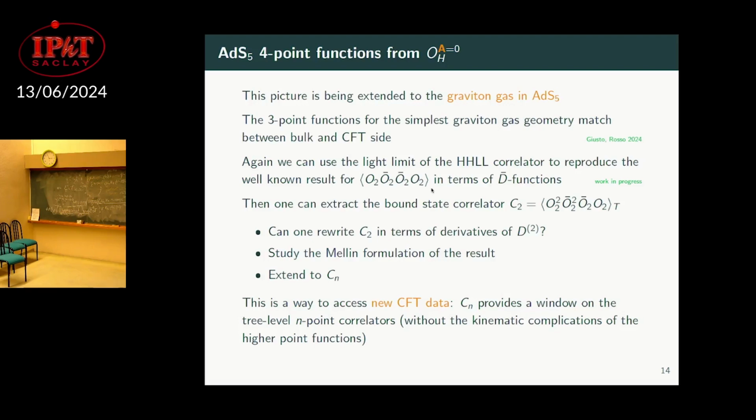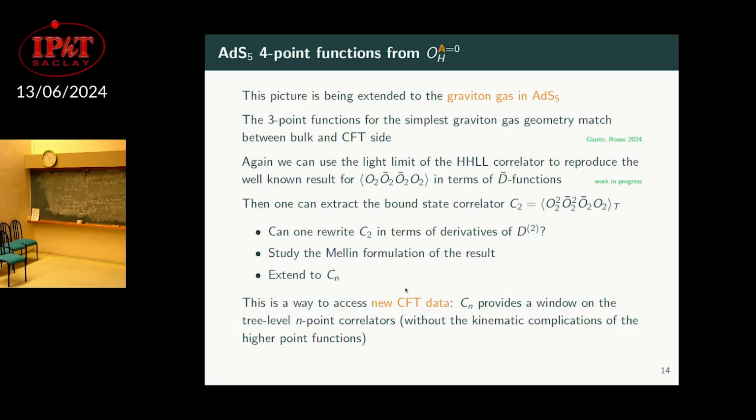I'm not reporting a result because we still don't have all the details under control, but let me say that it seems that one can write the correlator with two double particle states in terms of derivatives of this new D function, modulo some terms that are giving a hard time. It seems that you can still study the Mellin formulation of the result, and of course it would be interesting to extend to multiparticle correlators of various order.